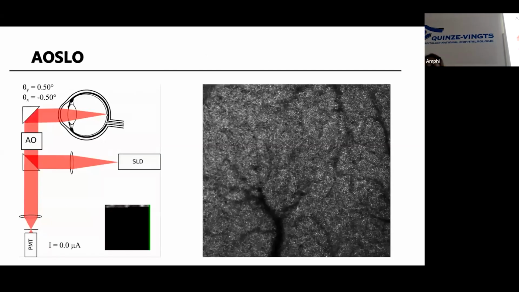So specifically, the technology that we use is adaptive optics scanning laser ophthalmoscopes, which we've heard a bit about yesterday and today. So I won't go into too much detail, but essentially this is a scanning system. So the image is built up pixel by pixel over time. And you can see an example image on the right-hand side there.